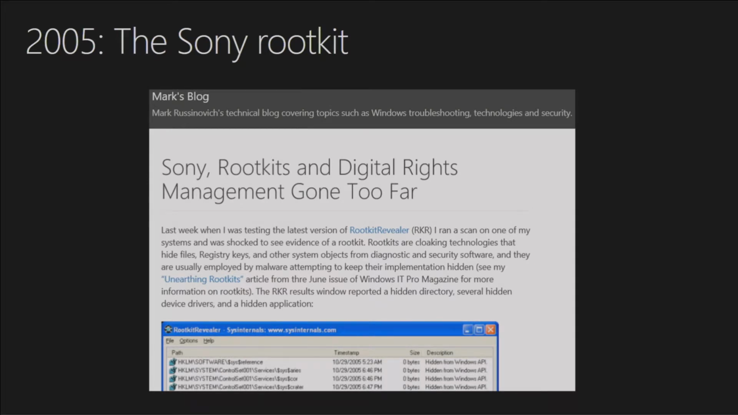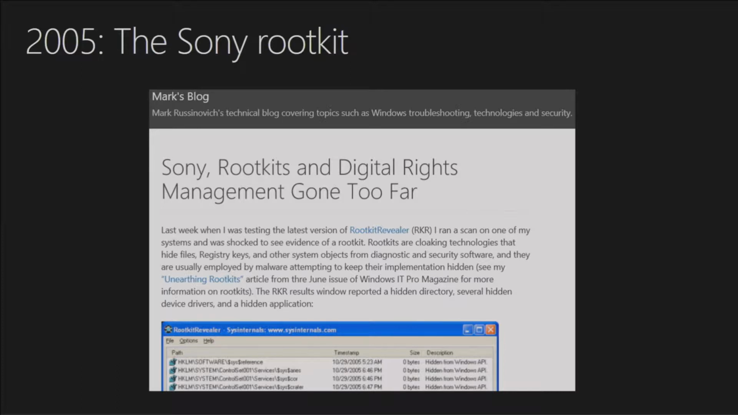Mark gained a lot of notoriety in 2005 when he was working on a utility called Rootkit Revealer that showed stealth rootkit techniques in use on a system and could reveal the existence of a rootkit. Rootkits operate by stealth. They are not supposed to be detectable, and he came up with a tool to detect it. And while testing it, he discovered a rootkit on his own computer that had been installed by a music CD produced by the Sony Corporation.